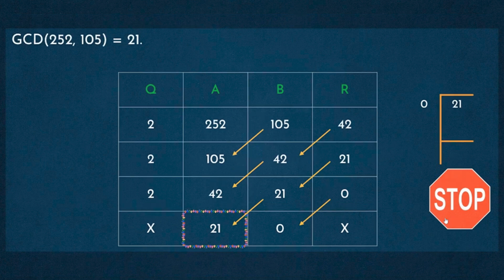Another example: if we want to find the GCD of 252 and 105, again we divide 252 by 105 and get the quotient equal to 2 and remainder equal to 42. Again the b value is assigned to a and the remainder value is assigned to b, and that will execute till the b value becomes 0. The return value, that is a, will be the GCD.